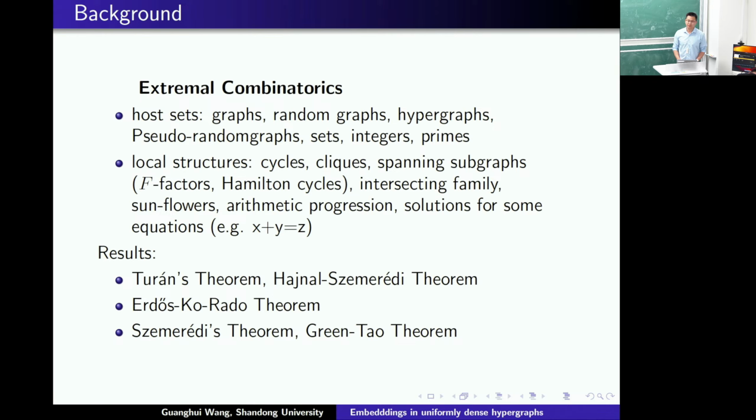And there are many beautiful results, such as Mantel's theorem about the triangle K3, and Turan's theorem about the clique. And the Hajnal-Szemeredi theorem is for clique factors. And for the intersecting family, we have the famous Erdos-Ko-Rado theorem. About number theory, we have Szemeredi's theorem about k-term arithmetic progressions. And the Green-Tao theorem states that there are k-term arithmetic progressions even in the primes.